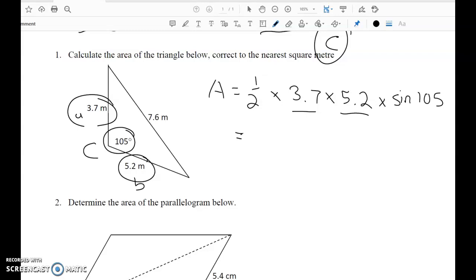And so if I evaluate that, then I get 9.2922, and so on, which is approximately, to the nearest square meter, 9 meters squared.